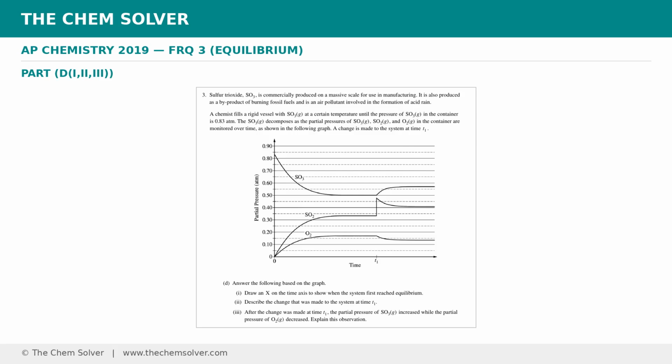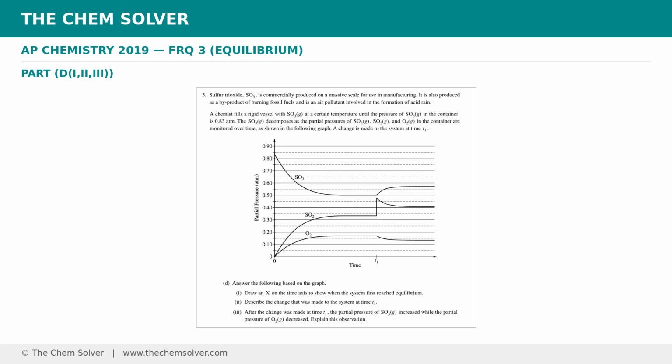A chemist fills a rigid vessel with SO3 at a certain temperature until the pressure of SO3 in the container is 0.83 atmospheres. The SO3 decomposes as the partial pressures of SO3, SO2, and O2 in the container are monitored over time, as shown in the following graph. A change is made to the system at time t1. Answer the following based on the graph.